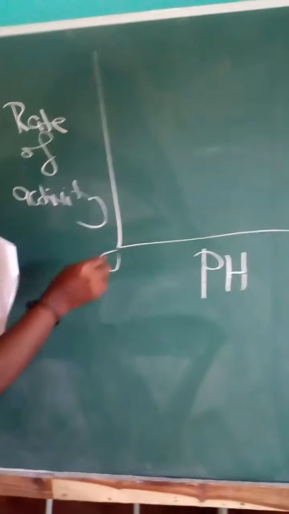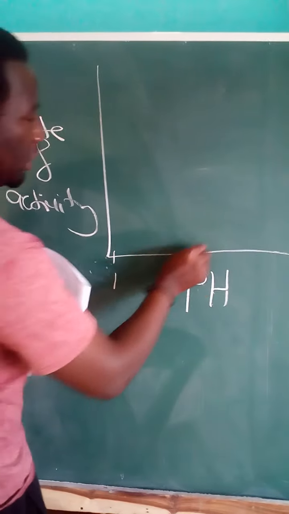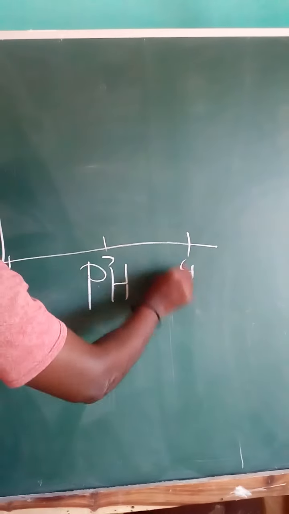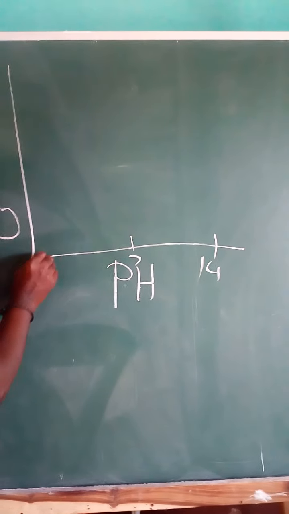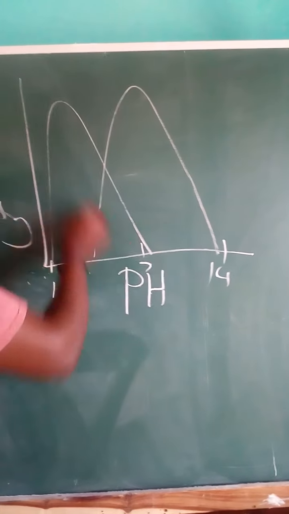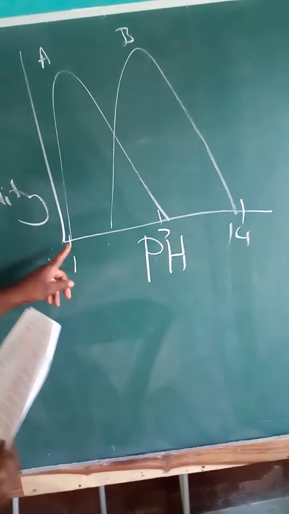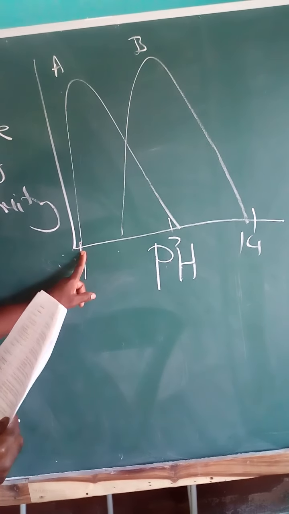Okay. So now with the pH, you might, for example, have level 1, then 7 here. So you might get an enzyme that looks like that, with a graph like that. Maybe enzyme A, enzyme B. You should be able to describe what is happening here to the enzyme.